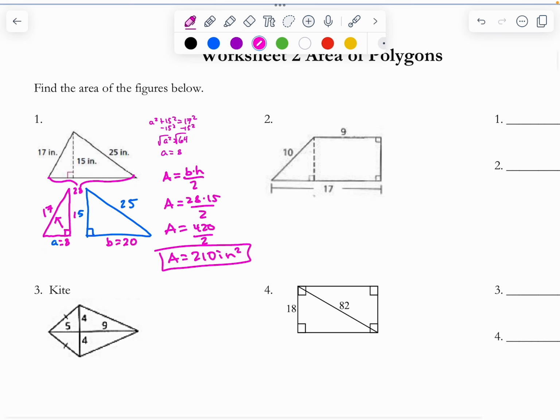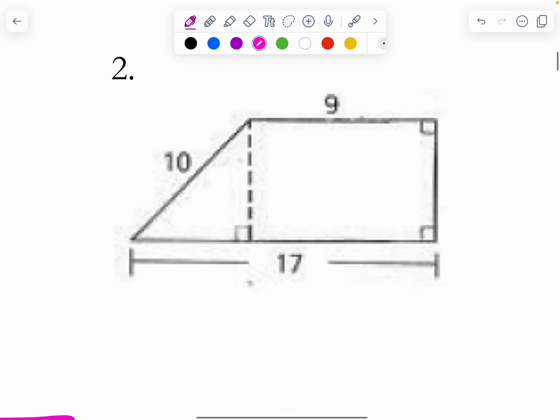So you have to use the Pythagorean theorem here unless you know your triples. Triples will increase speed. Obviously, you don't need to know your triples, but they will save you a lot of time. So, for example, if we look at number 2, I can already tell because I've got this rectangle. Remember that rectangles have congruent opposite sides.